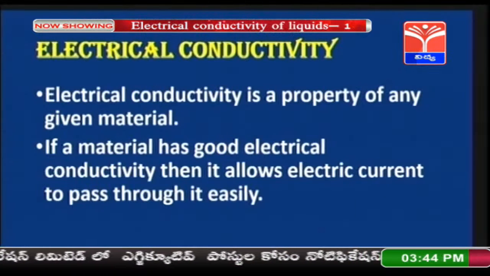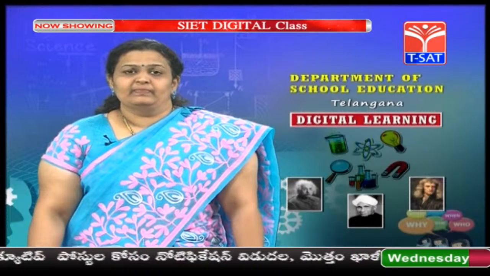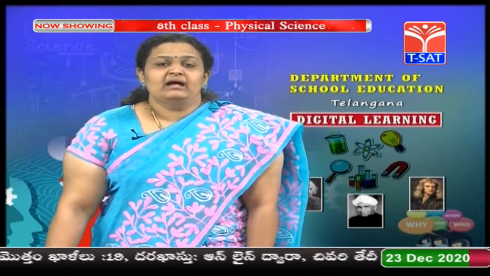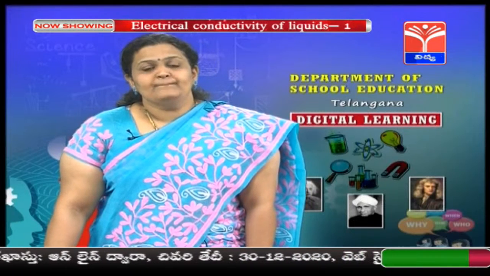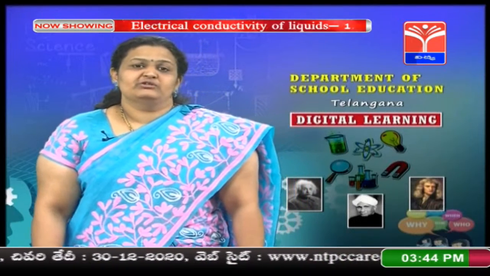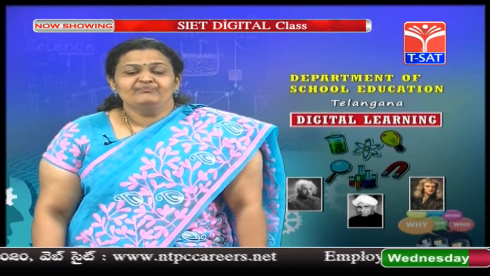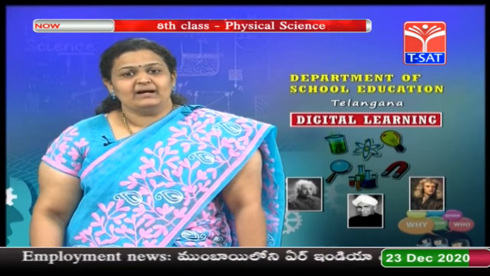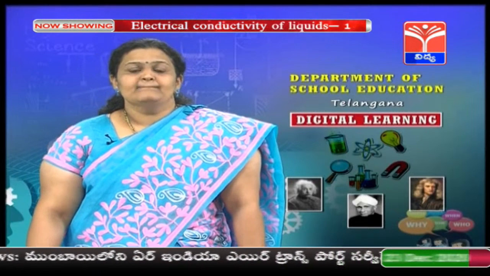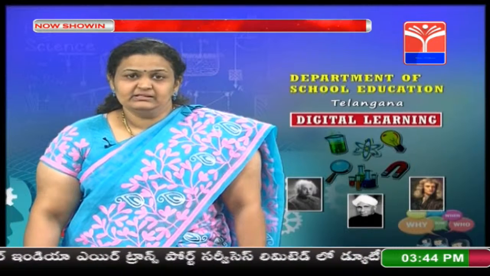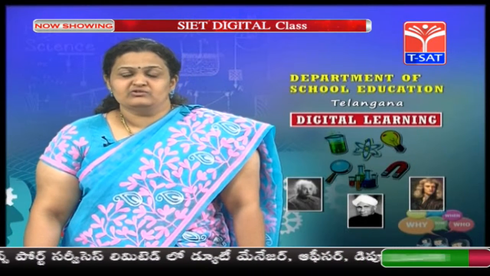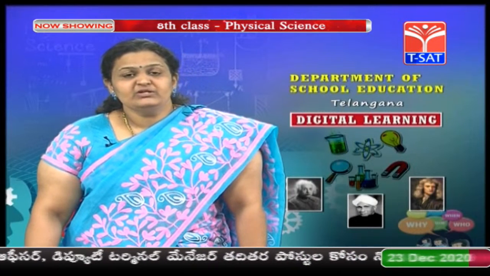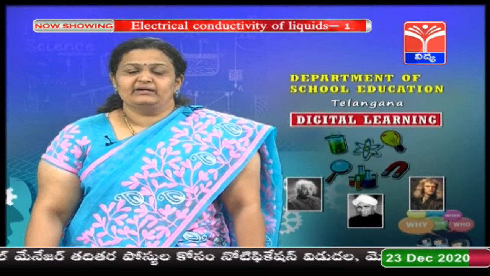So, children, good conductors of electricity have high values of electrical conductivity. Metals like iron, silver, copper, nickel, all of these have very high values of electrical conductivity. So, they allow current to pass through them easily. Whereas bad conductors of electricity do not have high values. They have very, very low values of electrical conductivity, children, because of which they cannot pass current through them.